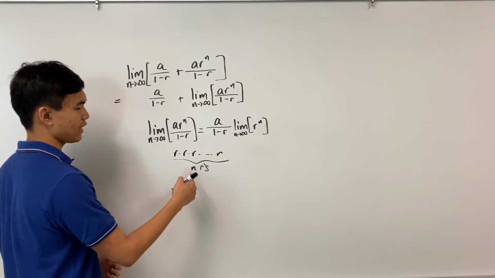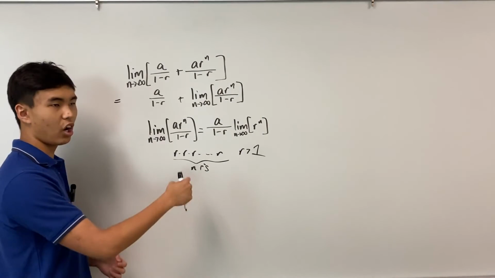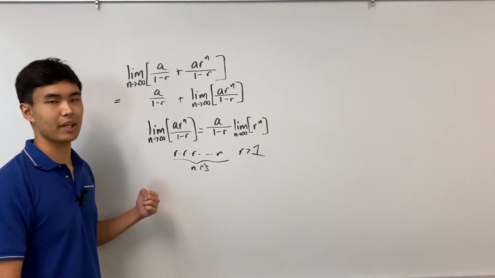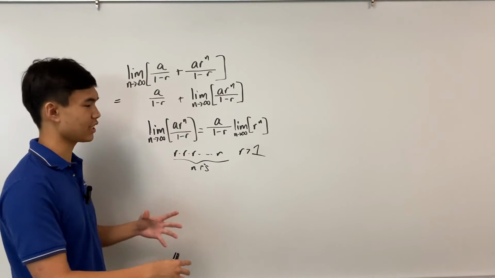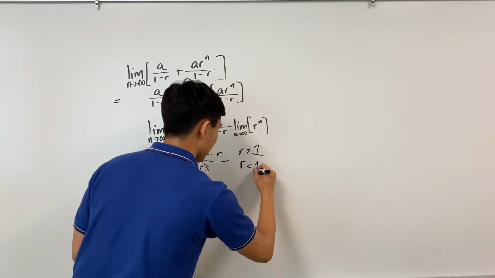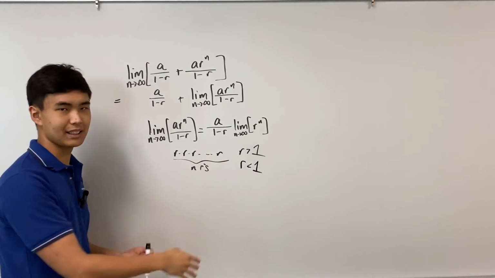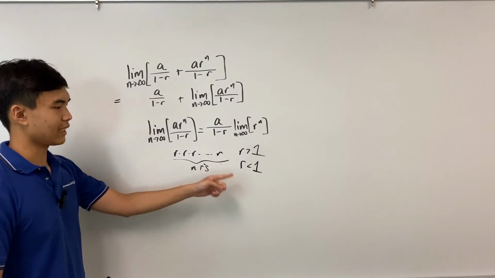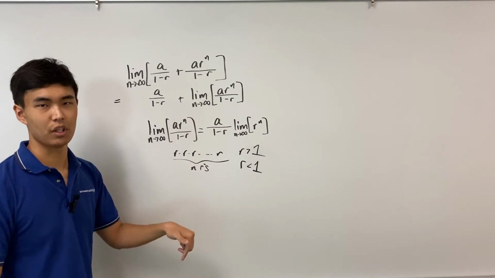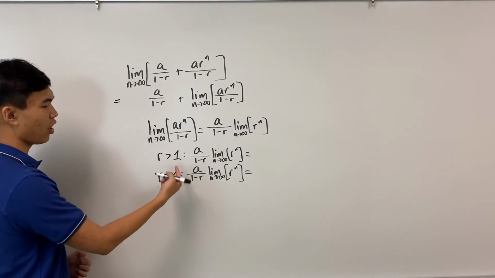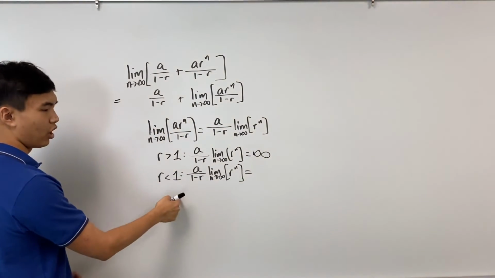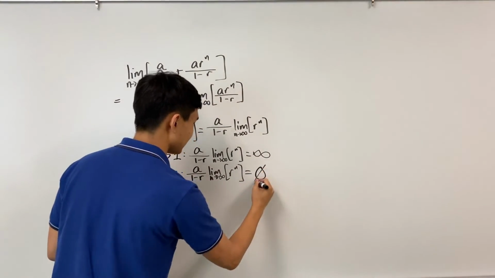So the general rule is if r is bigger than 1, then r to the n will go to infinity, because every time you multiply by r, you're multiplying by something bigger than 1, which increases the value of this total result. Now, on the other side, if r is less than 1, then this goes to 0, because r less than 1 is a fraction, so you're taking a fraction of the last result, which makes it go smaller and smaller and smaller. So now we figured out that if r is greater than 1, this limit will go to infinity, and if r is less than 1, this limit goes to 0.